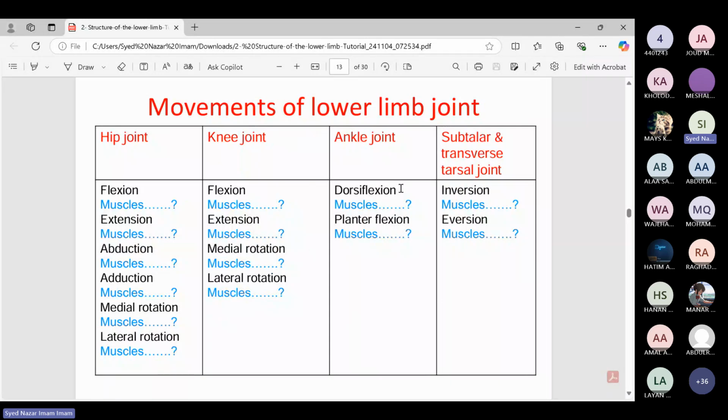Dorsiflexion is extension, which is the anterior movement of the ankle joint, and is done by anterior muscles of the leg, and the plantar flexion is done by the posterior muscles of the leg. Inversion and eversion. Inversion is the medial movement, so it is done by the medial muscle, and eversion is the lateral movement. This is done by the lateral muscle. We'll see these muscles one by one.